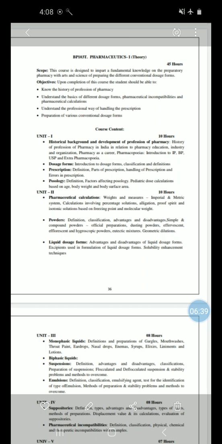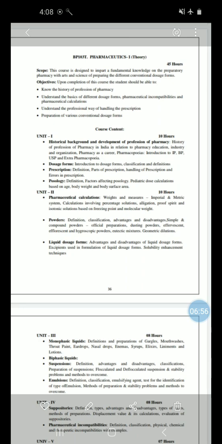Then third objective, understand the professional way of handling the prescription. So what is a prescription? It is the written order given by the doctor. To understand the professional way of handling of prescription.